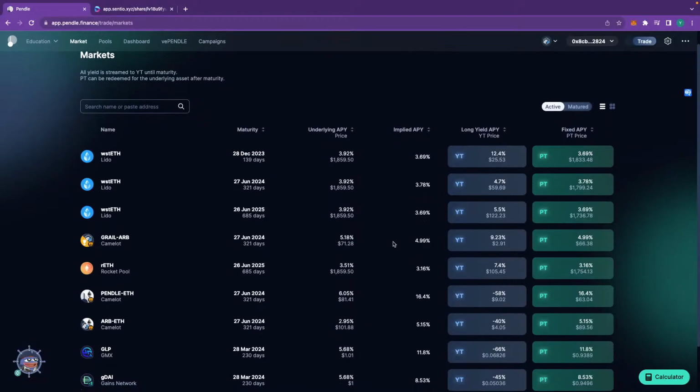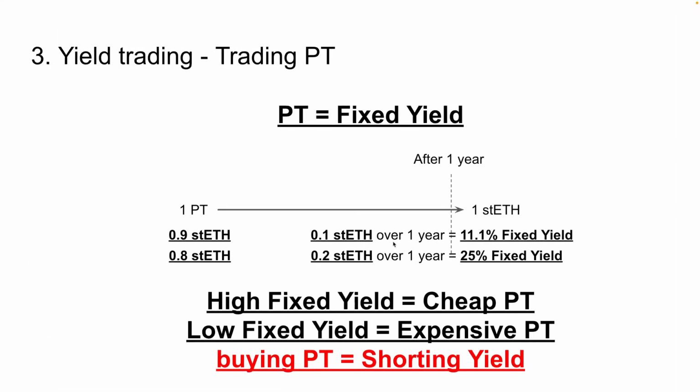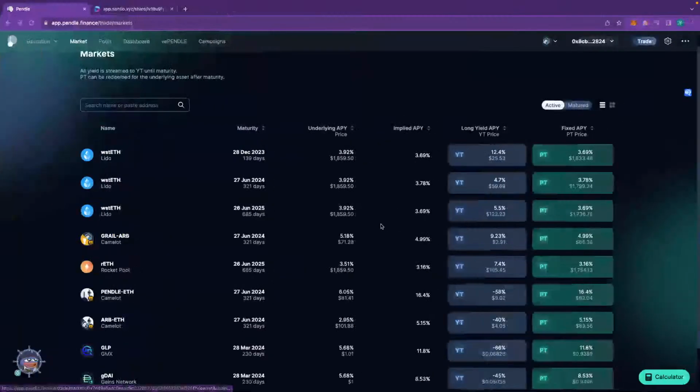Okay. Now remember just now, buying PT is shorting yield, right? If you're shorting, you will want to short something that is overvalued, correct? So what we want to do is to look for the implied APY that is higher than what it should be.